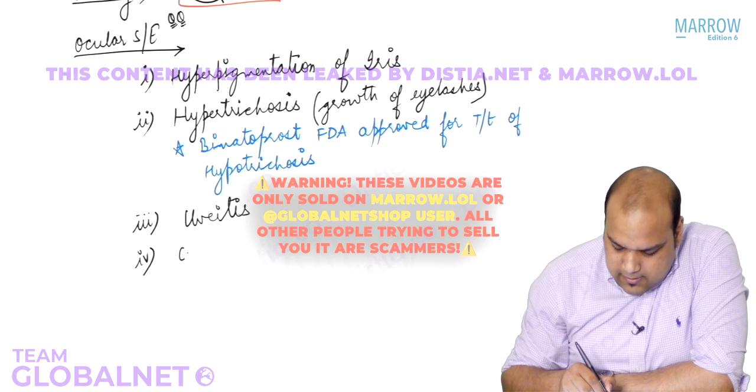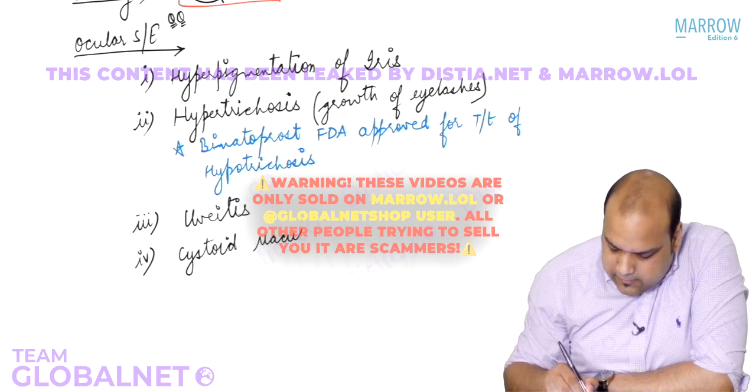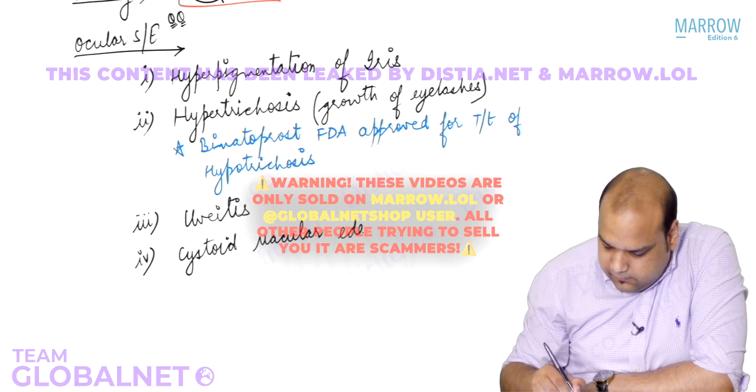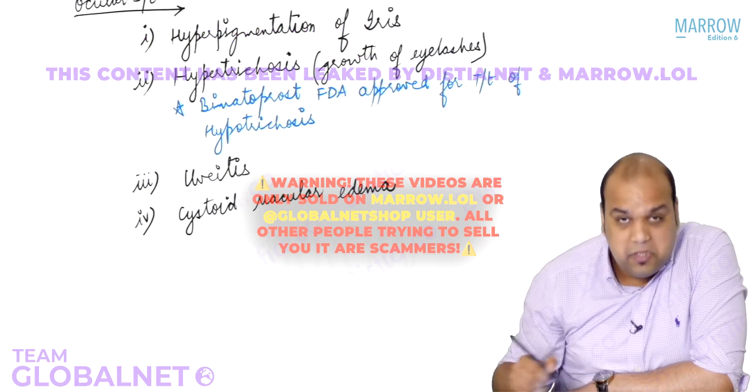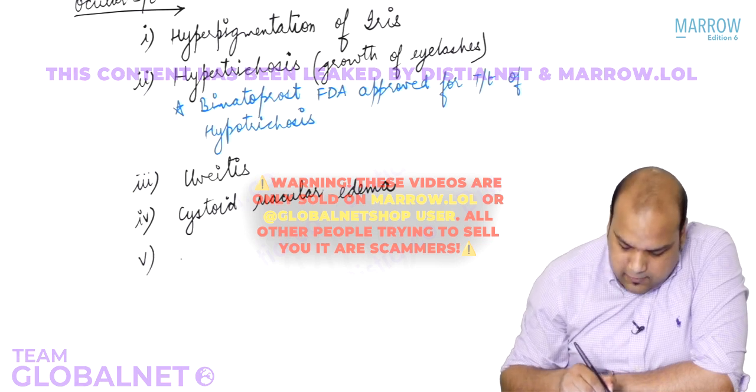Fourth, cystoid macular edema. Can cause macular edema, can lead to loss of central vision. Very important side effect.